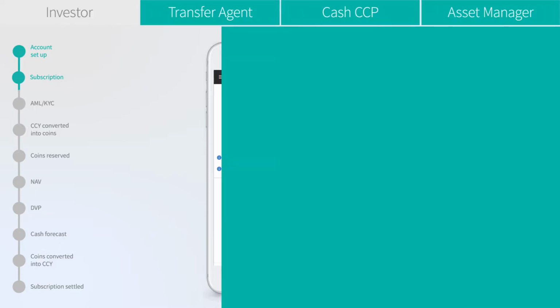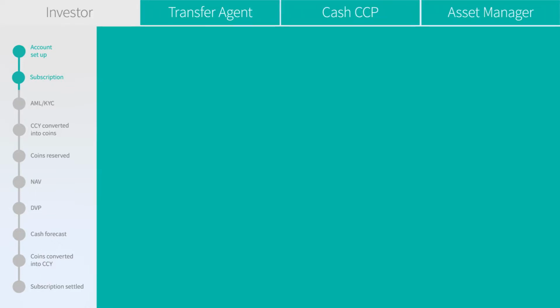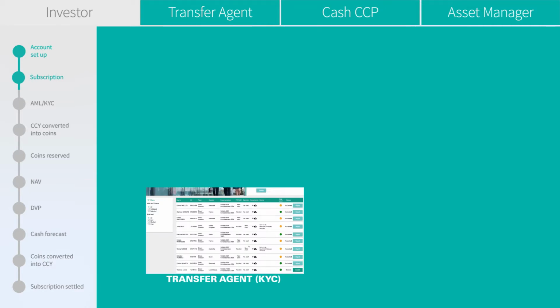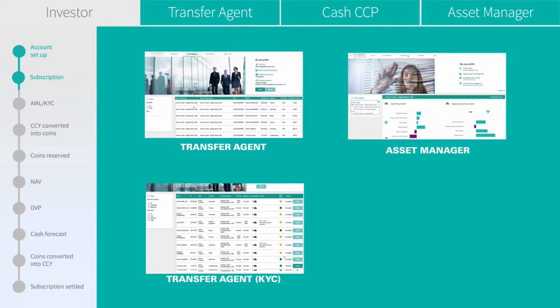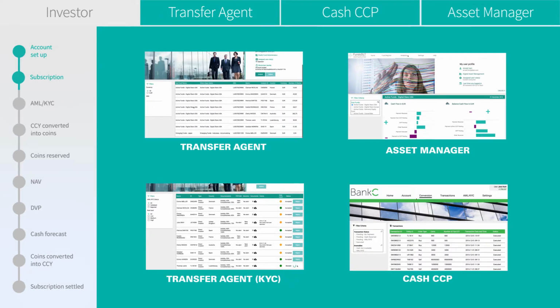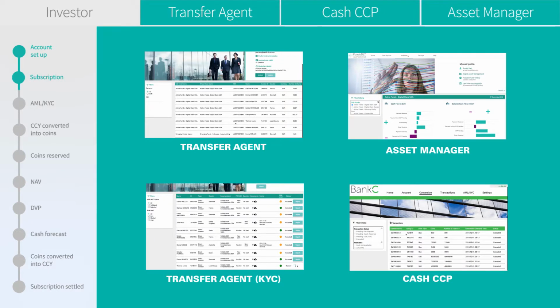The blockchain now delivers real-time access and follow-up for all participants. The TA can access the register and then the order book. The asset manager can have a view on his real-time cash flows. And the cash CCP knows in real time the status of the cash in the process.